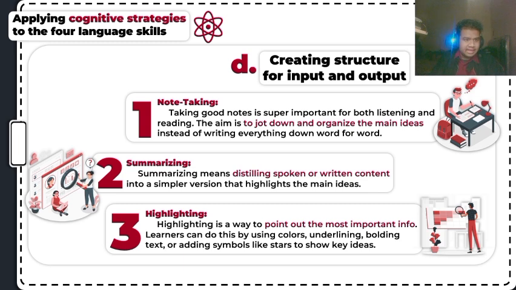And for the last one, highlighting. Highlighting is a way to point out the most important info. Learners can do this by using colors, underlining, bolding text, or adding symbols like stars to show key ideas. This method works well with note taking and summarizing, as it helps to emphasize the main points and makes it easier for learners to quickly understand and remember the crucial details.